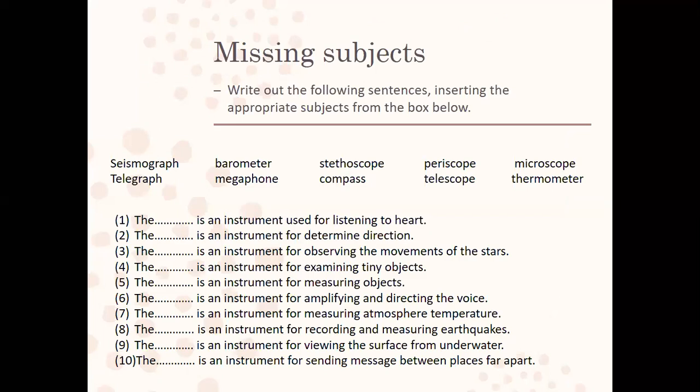The third one. Please do not say only the answer, please say the complete sentence. We are short on time. The dash is an instrument for observing the movement of the stars. Telescope. Very good. Number 4. The dash is an instrument for examining tiny things: microscope. Very good. Then the fifth one, measuring: thermometer.